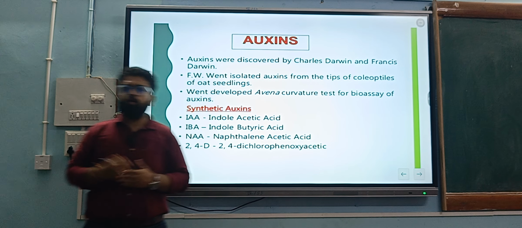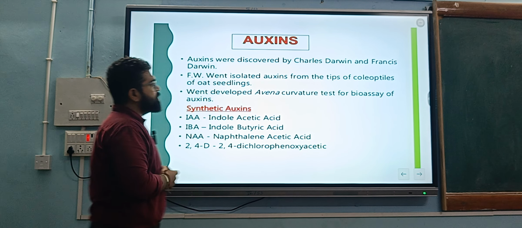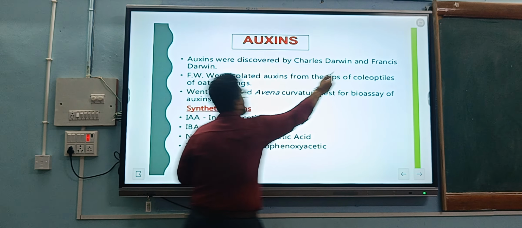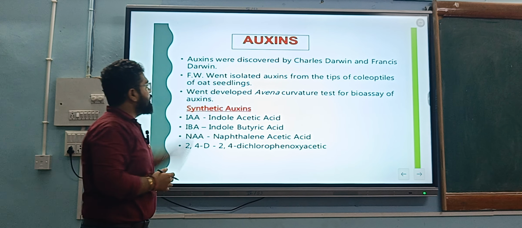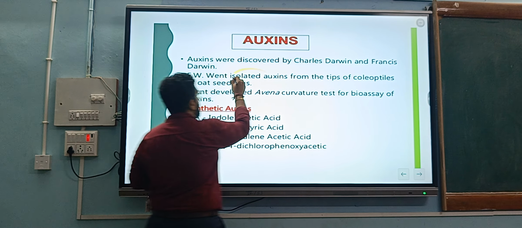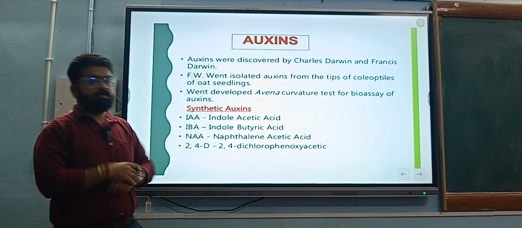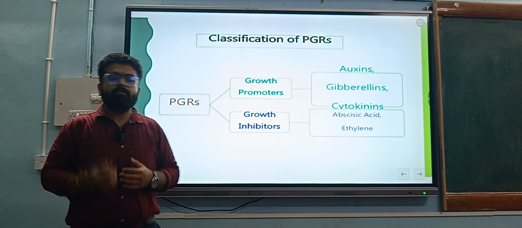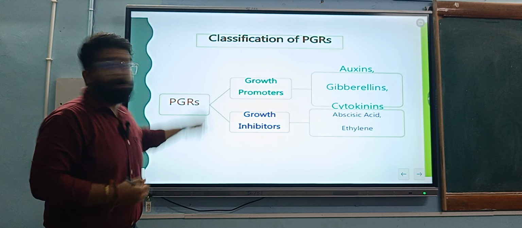First, starting with the growth promoter, Auxins. It was discovered by Charles Darwin and Francis Darwin. F.W. Went isolated Auxins from the tip and coleoptile of oat seedlings, and Went developed the Avena curvature test for the bioassay of Auxins. Remember, Auxin was first discovered by Darwin, but it was first isolated by F.W. Went.